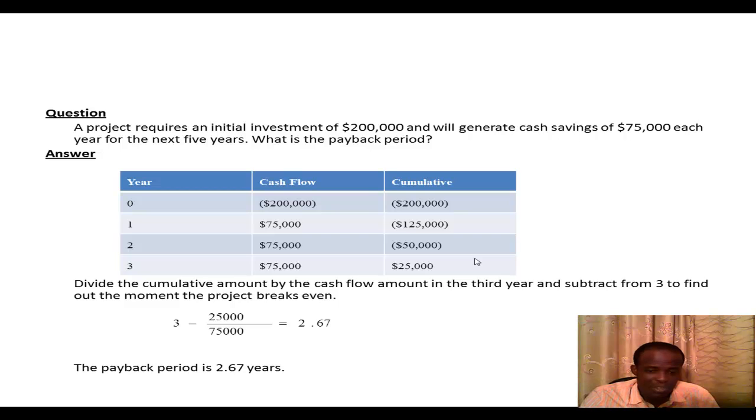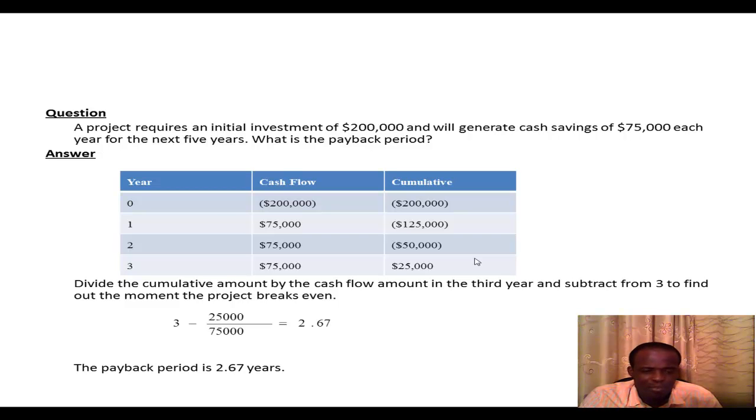So what we need to do is to divide the cumulative amount by the cash flow amount in the third year and subtract from 3 to find out the moment that the project breaks even. And so you realize that if you subtract 50,000 divided by 75,000 from 3, you get 2.67. That means the project takes 2.67 years to pay itself.